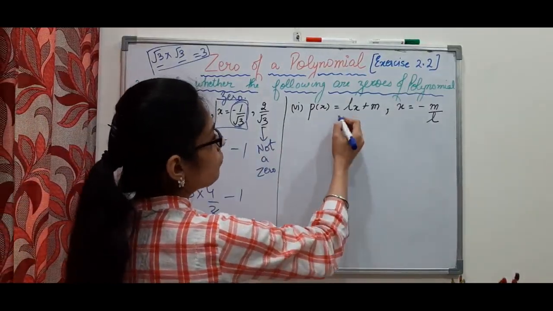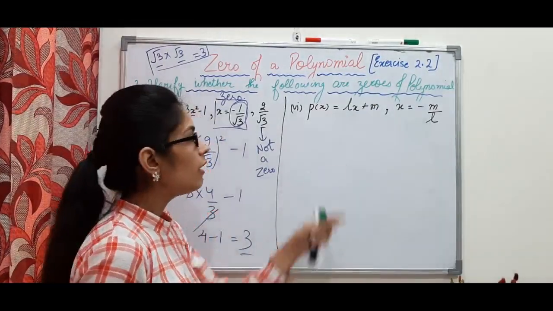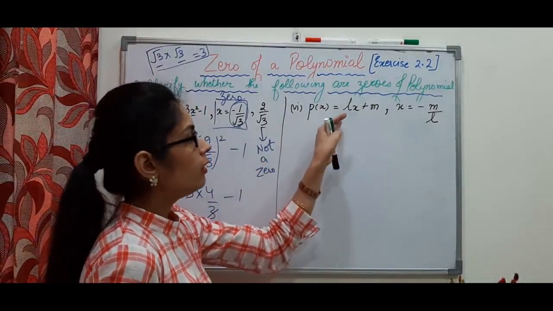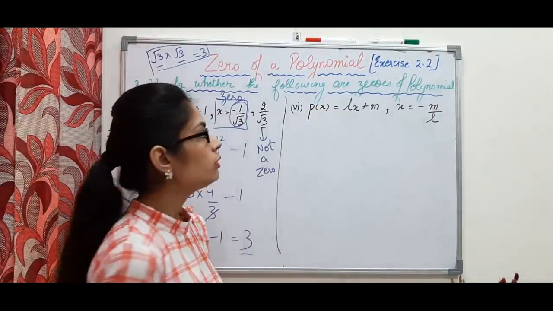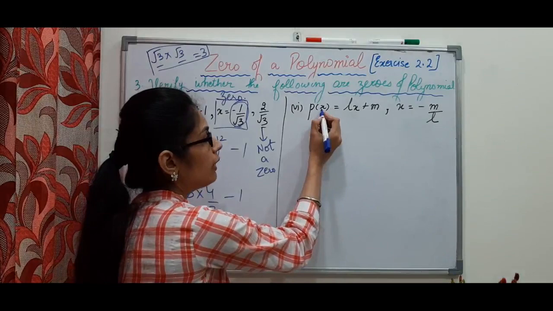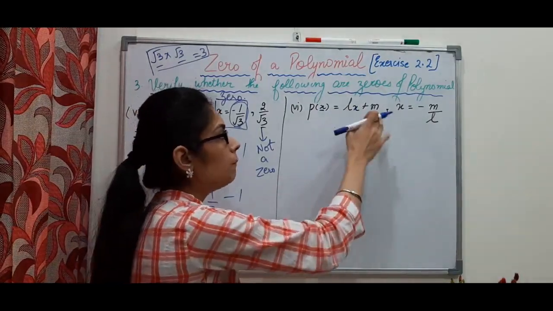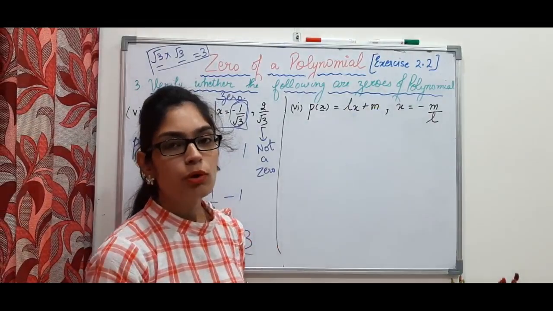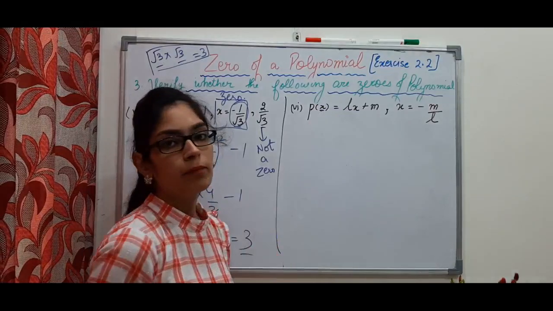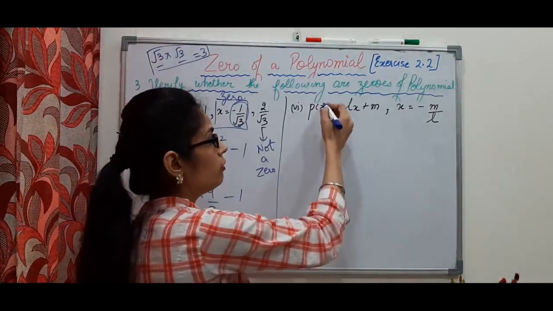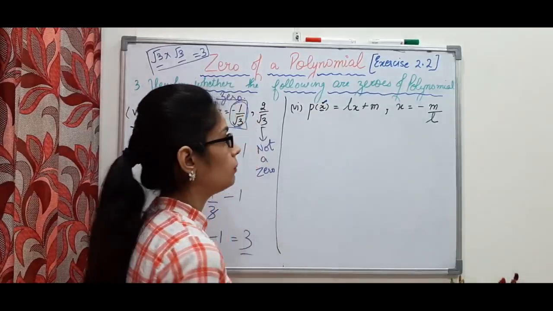So p(x) is Lx plus m. Here instead of numbers they have just given the expression in alphabets, but don't get confused, the variable will be the one which is written over here. In this expression L and m are not variables, they are some constant numbers, and the variable is x because it's written with p. So don't get confused. Whichever alphabet is written with p, that will be the variable of the given polynomial.